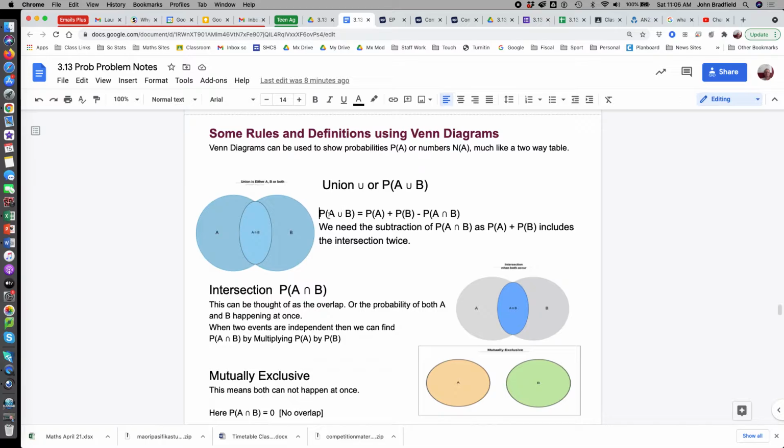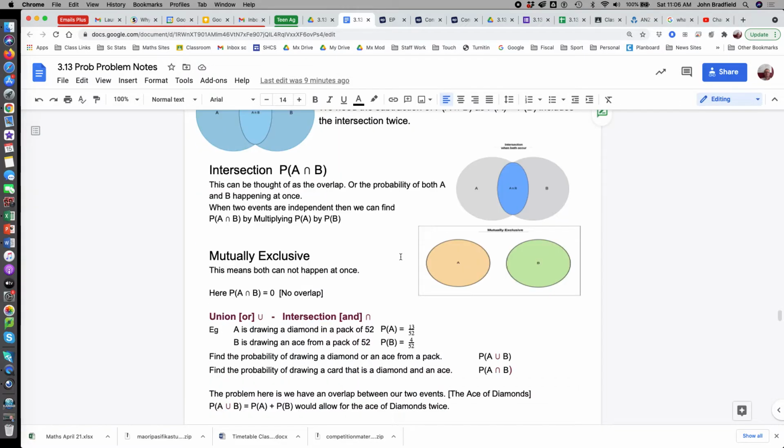And the key is that when we see U, it stands for union. Union means and or, so both happening at once. Union is when something comes together. The problem with union in a Venn diagram is if there is an intersection, if we just say the probability of A and B, we could end up counting the intersection twice. So that's an important thing, and we'll come back to that in an example shortly.